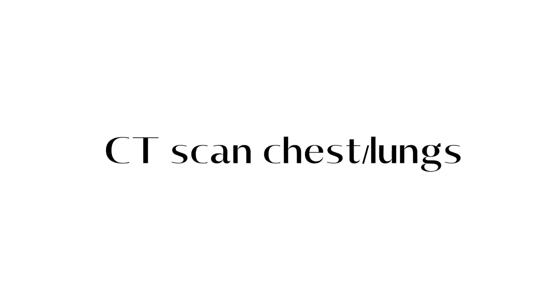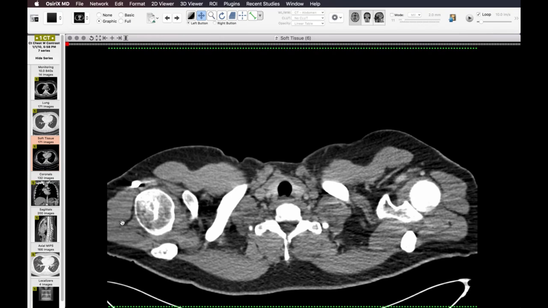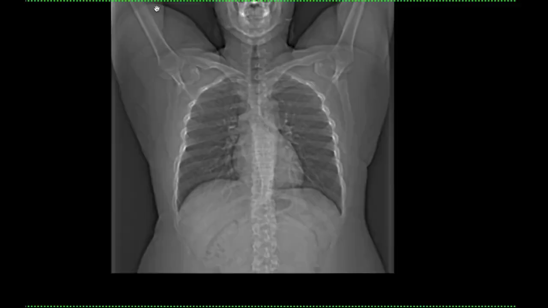CT scan chest and lungs. A CT scan of the chest can provide a doctor with detailed images of a person's lungs. Doctors might order the scan if a patient complains of having trouble breathing or of having chest pain. The images can help doctors diagnose conditions such as lung cancer, pneumonia, tuberculosis, or excess fluid in the lungs.